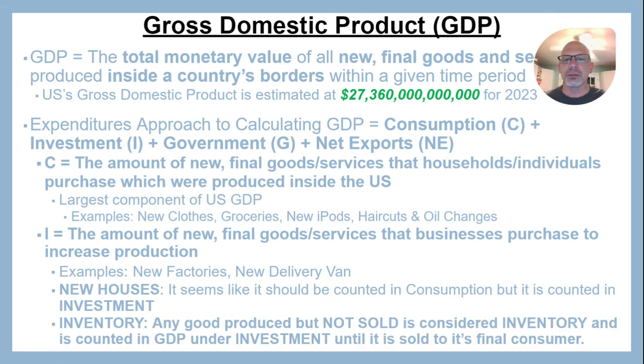And then also, I mentioned earlier that we count goods that are produced but not sold. We call that inventory. Any good or service produced but not sold is considered inventory and is counted in GDP under investment until it is sold to whichever final consumer, could be households, individuals, businesses, government, or foreign consumers. If it's produced but not sold, we count it because it has been produced, as inventory under investment.